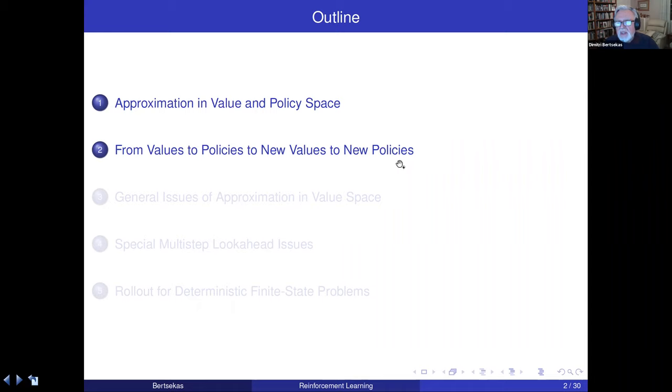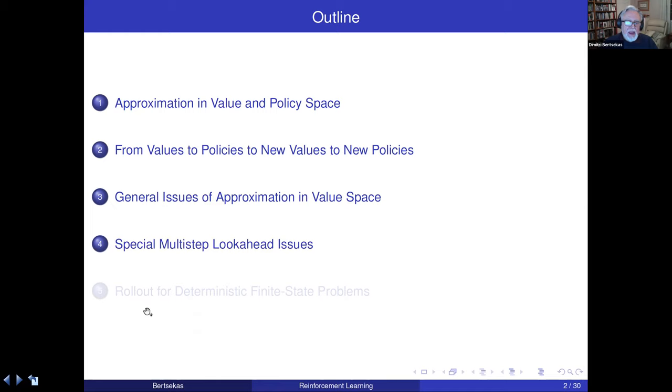Then we're going to discuss some general issues of approximation in value space. Then we'll discuss some special issues that have to do with multi-step look ahead in the context of approximation in value space. And the last topic for today is going to be rollout methods focused on deterministic finite state problems.